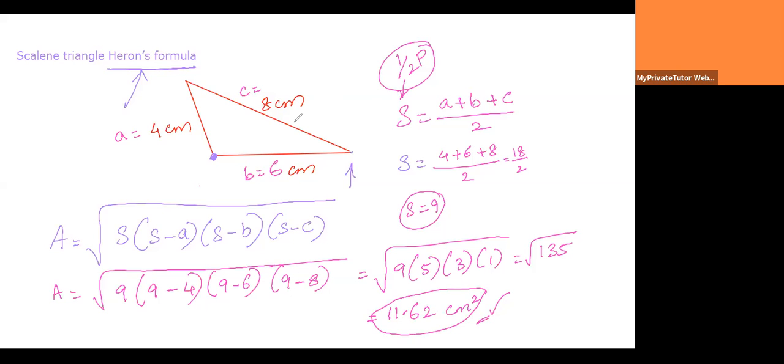Anybody has any questions? Yes, no? Okay. So please remember this formula. It's very straightforward. If you remember the formula, that's more than enough. The other things will follow. So you know the A, B, C values. You just need to find the S value and then substitute all. We will get the area.